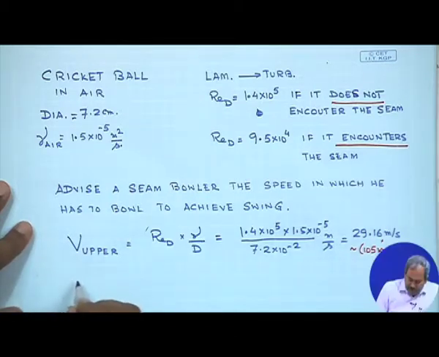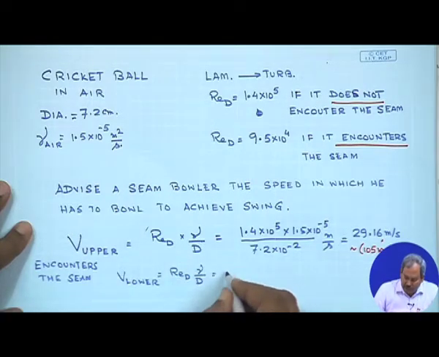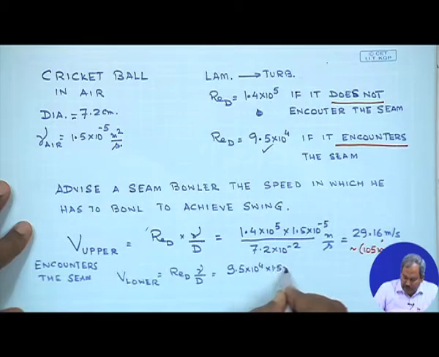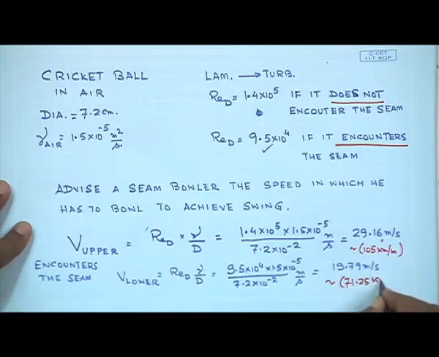When the ball encounters the seam, what you have is V lower in that case would be Re_D times nu by d, but in this case the value of Re_D would simply be 9.5 into 10 to the power 4, into the same thing, kinematic viscosity by the diameter of the cricket ball, this much meter per second, which would translate into 19.79 meter per second, and this is equivalent to 71.25 kilometer per hour.